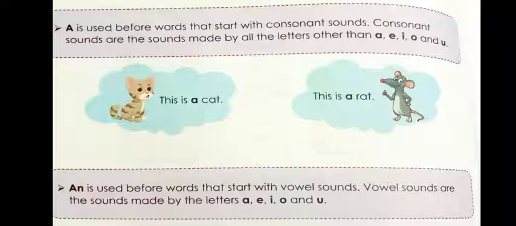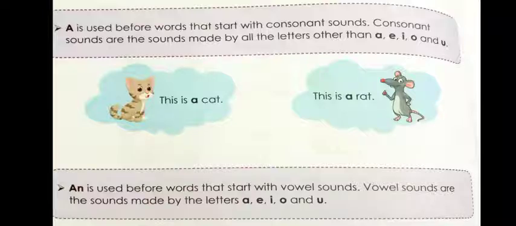Now, let's move ahead with an. Where to use an? An is used before words that start with vowel sounds. Vowel sounds are the sounds made by the letters A, E, I, O and U. See, a is used only for the consonant sounds and an is used only for vowel sounds. A, E, I, O, U. These are the 5 vowels, no?